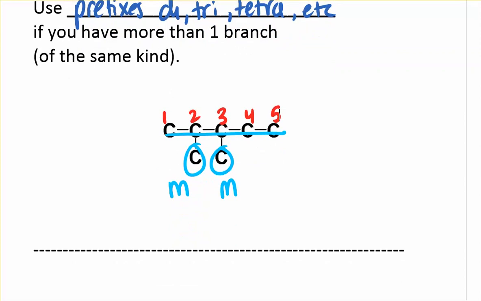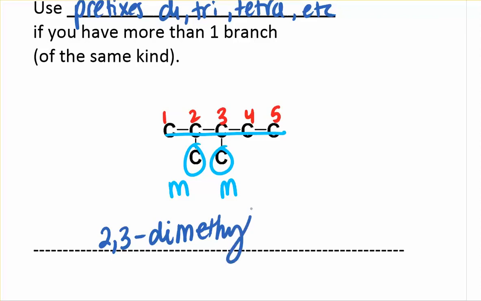Now I'm ready to put together the name. I start with the locations, and since I have 2 branches, I need to give 2 locations. 2,3-dimethylpentane.